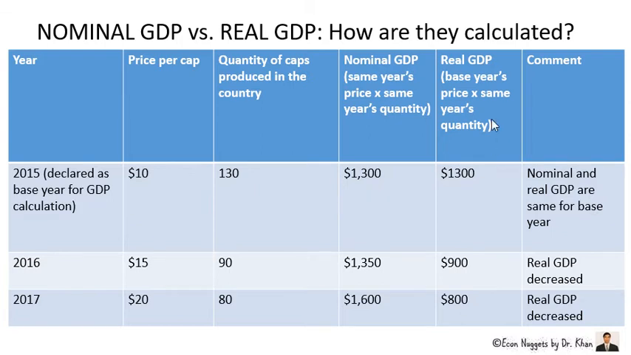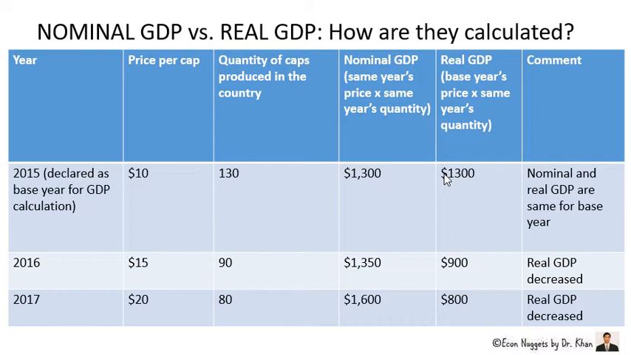Now let's see how the real GDP for 2015 will be. The real GDP calculation formula is the base year's price, and remember 2015 has been declared as the base year, times the same year's quantity. So again, the base year is 2015, so $10 a piece, 130 pieces produced. So the real GDP is also $1,300 for the base year. So the realization here is that for the base year, the nominal GDP number and real GDP number are the same.